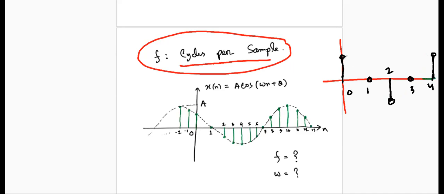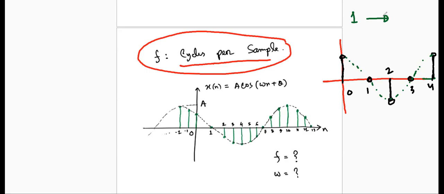So what is the cycle? This is a full cycle. For a single cycle, how many samples do you need to represent the full cycle? Can you count it and tell me how many samples you need to represent the full cycle?